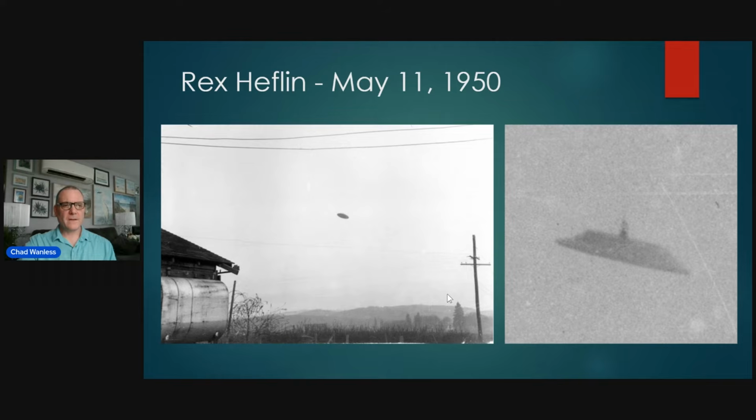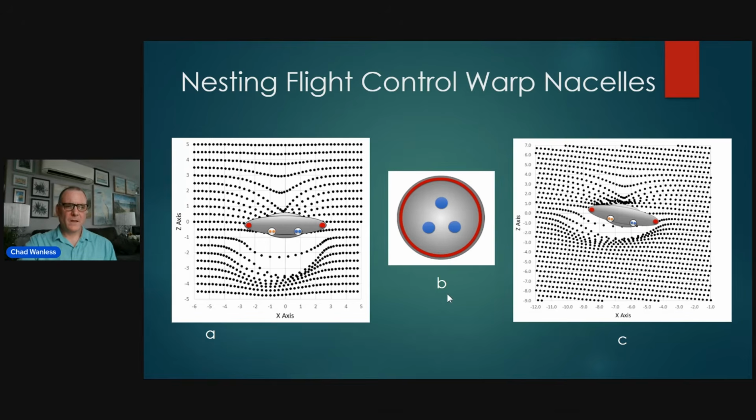So here's an example from Rex Heflin, 1950 photographs. You can see it on the right-hand side. And the reason why it's tilted has to do with the flight control. What I've taken here, on the left-hand side, A is the Alcubierre warp drive, and I placed a smaller warp drive inside and below the larger warp drive. What it did is it increased the warp field on the left side, which will cause it to tilt and move up to the right.